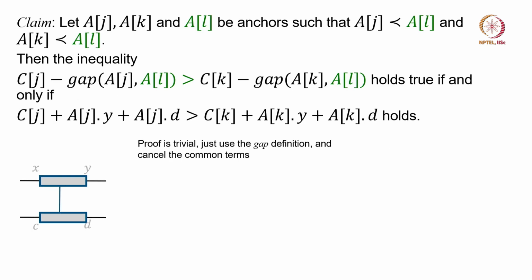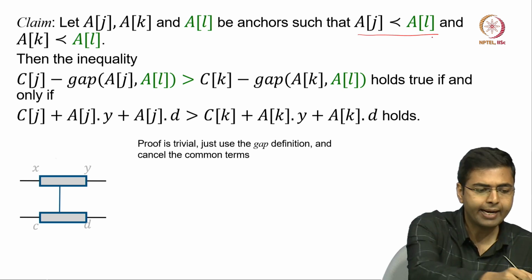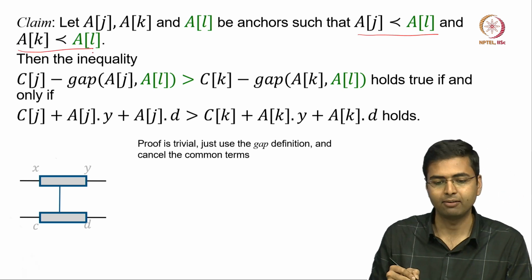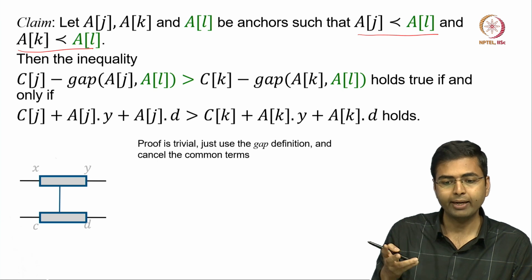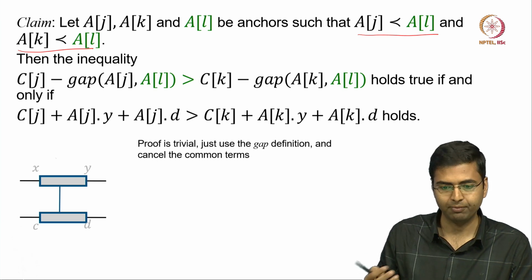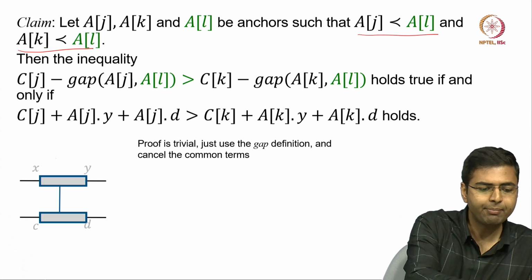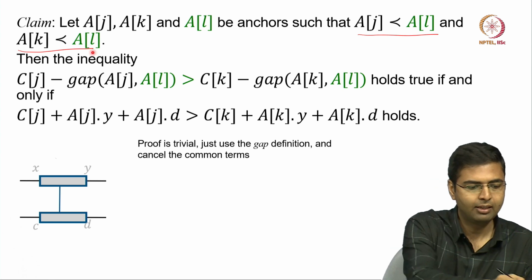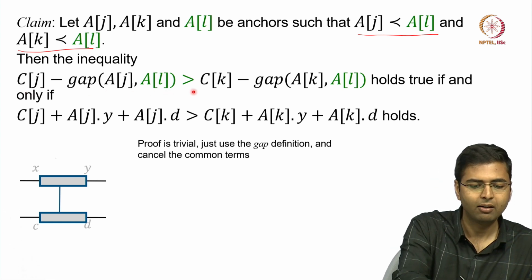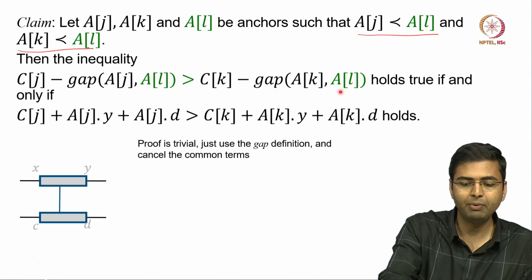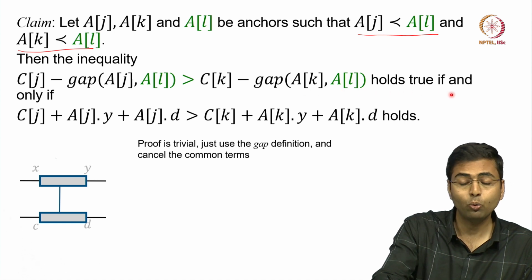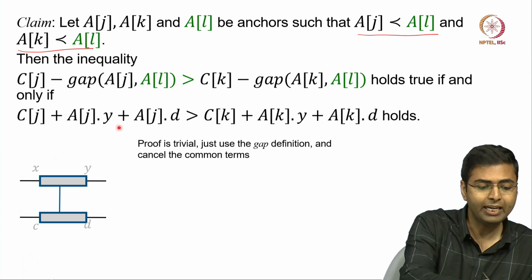So, to address this, we have to observe a property, and this property is as follows. Consider three anchors Aj, Ak and Al such that anchor Aj precedes anchor Al and anchor Ak also precedes anchor Al. So, you have two anchors Aj and Ak that precede anchor Al. Then the inequality Cj minus gap between Aj and Al is greater than Ck minus gap between Ak and Al holds true if and only if the second inequality holds.